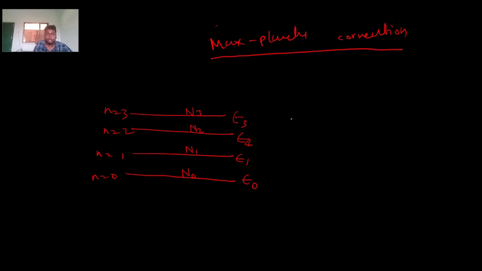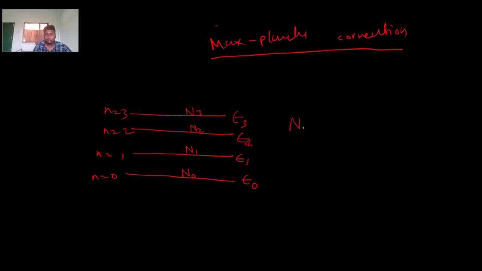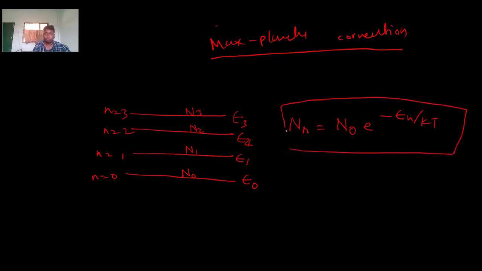Now this can also be written in this way: Nn equals N naught e to the power minus En by kT. Okay, so this is how the number of oscillators can be expressed, the number of oscillators oscillating in some energy level like E1, E2, E3.